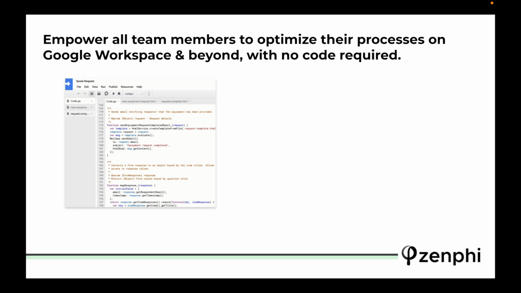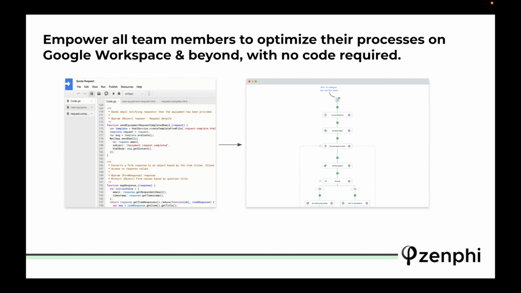So when it comes to automation, there are different ways you can consider. Of course, you can use AppScript or GAM, which will require coding, which means, again, you'll need to rely on IT to create those automations, to update them when the business requirements change, and it's just a never-ending cycle of wasted time. On the other hand, with no-code tools such as Zenphi, you can automate your own processes, and anyone on your team with no coding skills can do it. It means that your teams are empowered to optimize their own processes in the easiest way.